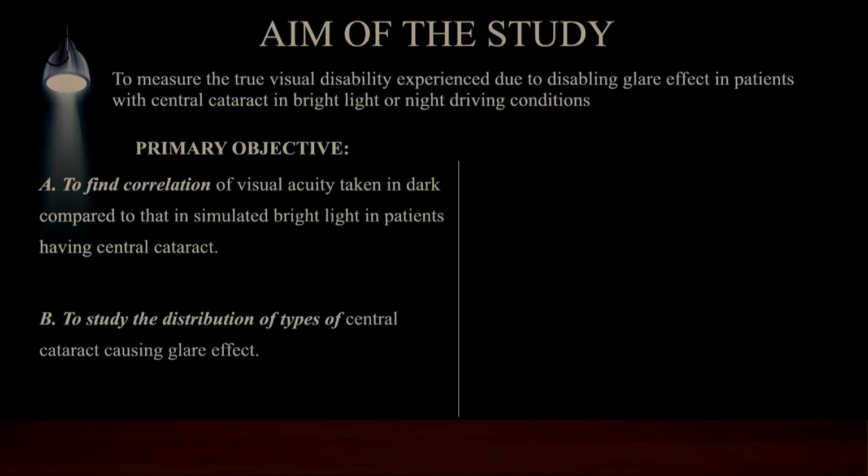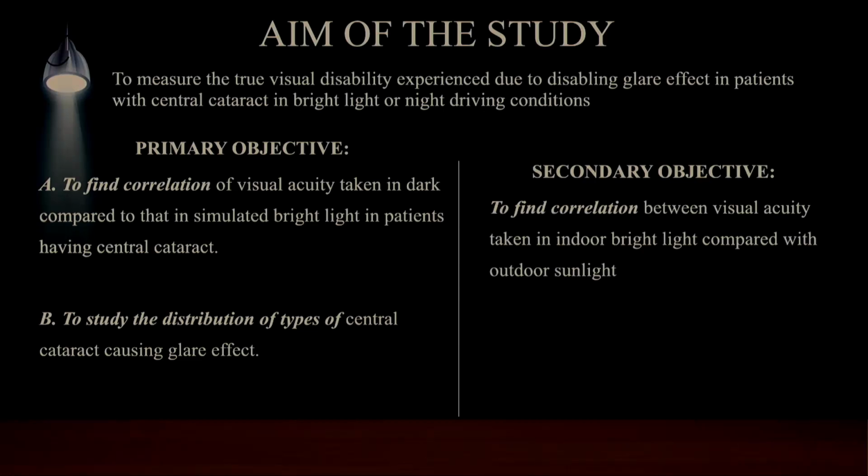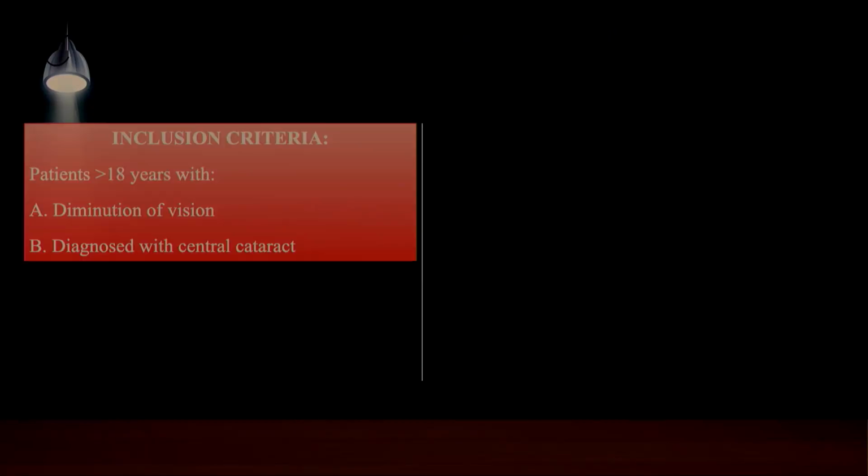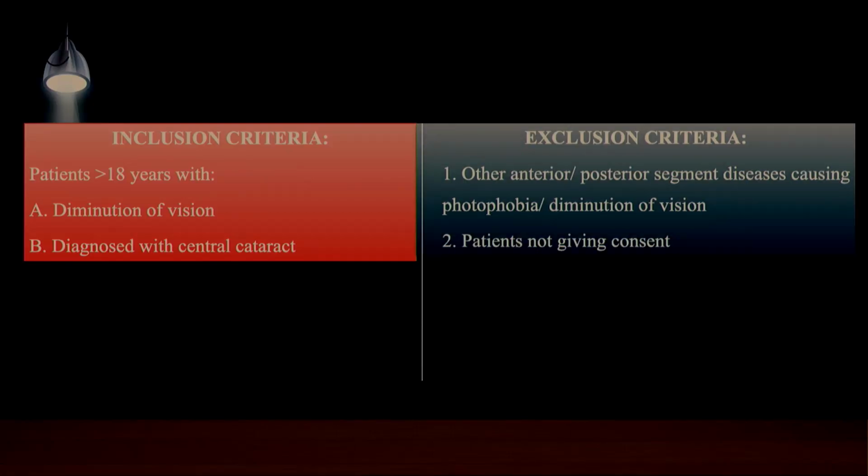So the aim was to find the correlation of visual acuity taken in the dark to that taken in simulated bright light, to see the distribution among these central cataracts, which behaves in which way, and whether this corresponded with the sunlight. We took patients more than 18 years with central cataracts, and those without consent or who had other forms of photophobia or other forms of diminution of vision were excluded.